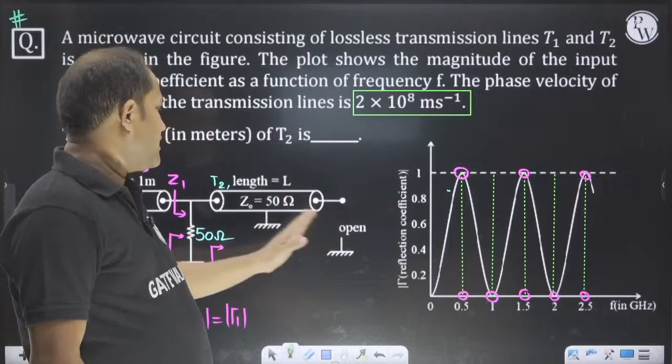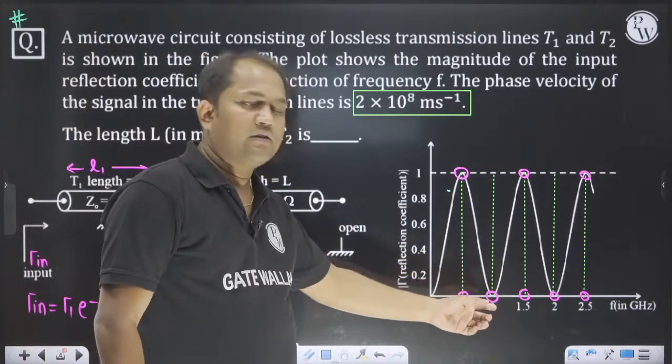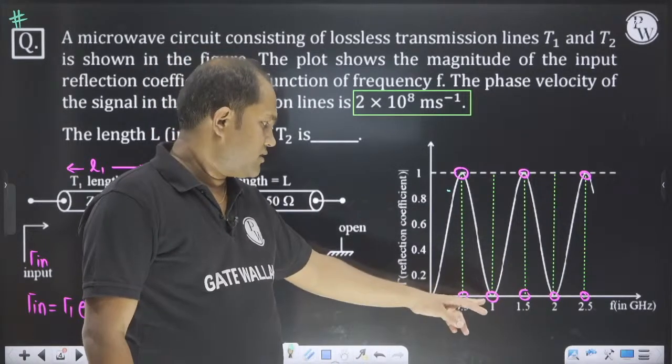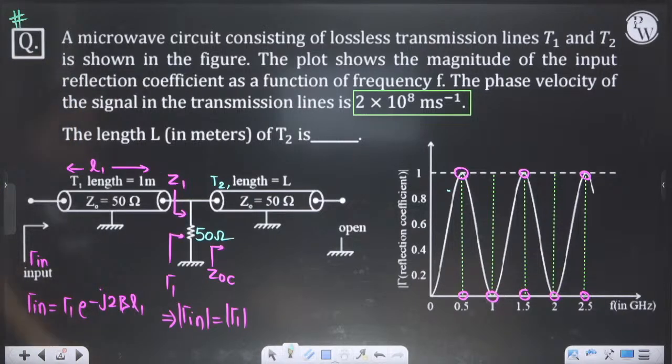Second, open circuit will become open circuit, that means lambda by 2. So here the open circuit will become an open circuit at that point. The reflection coefficient is 0, that means 1 gigahertz. So with lambda by 2, you can find out the length.